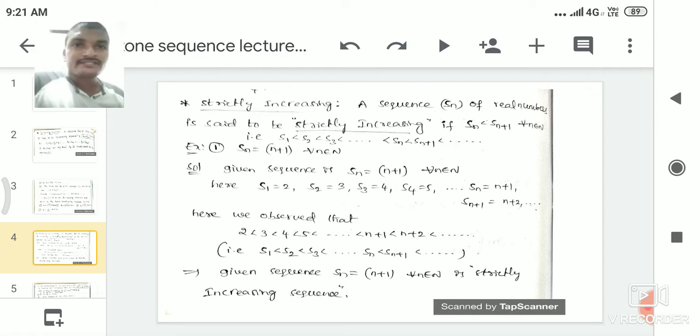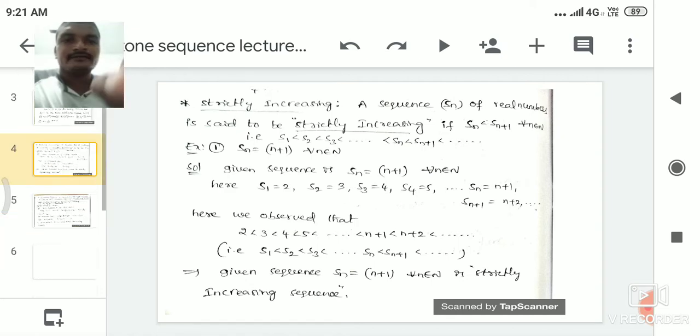So that means here we get S1 less than S2 less than S3. So what is the definition of strictly increasing? The terms of the sequence Sn satisfy the condition that S1 less than S2 less than S3 less than and so on. Then we say that the given sequence is strictly increasing. Here also the given sequence is strictly increasing.